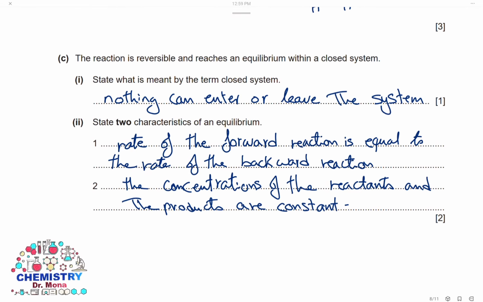The reaction is reversible and reaches equilibrium within a closed system. State what is meant by the term closed system. A closed system is a system where nothing can enter or leave. State 2 characteristics of an equilibrium. The 2 characteristics of equilibrium are that the rate of the forward reaction is equal to the rate of the backward reaction, and the concentrations of the reactants and the products are constant.